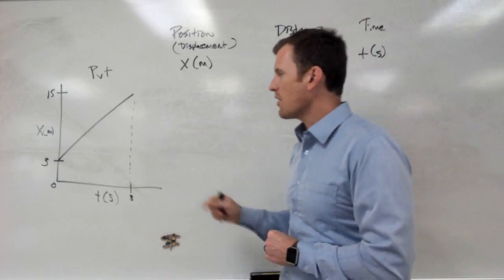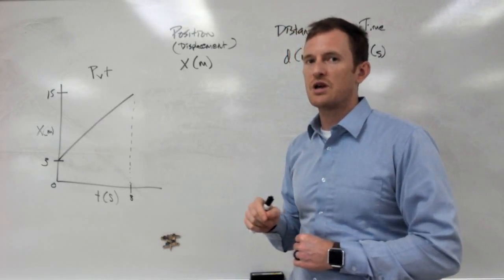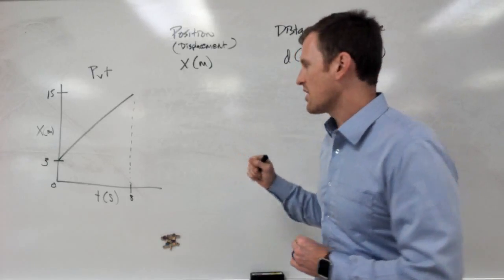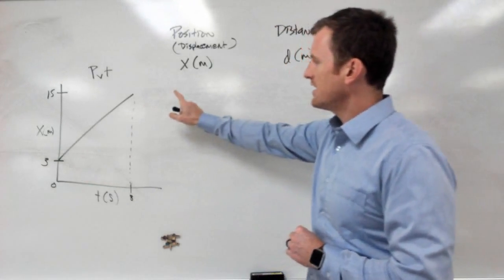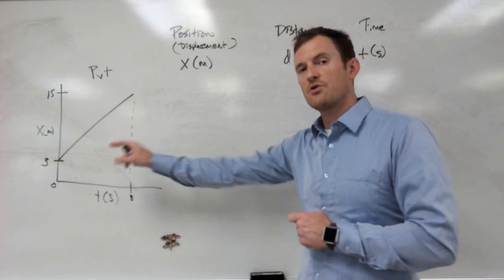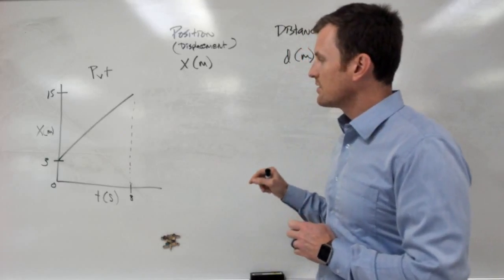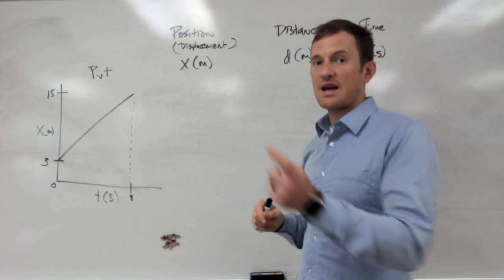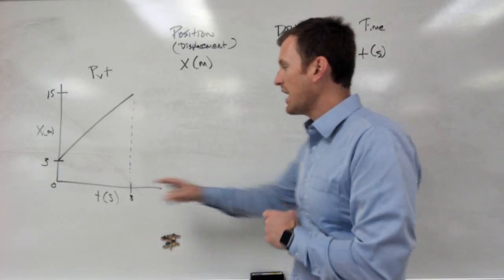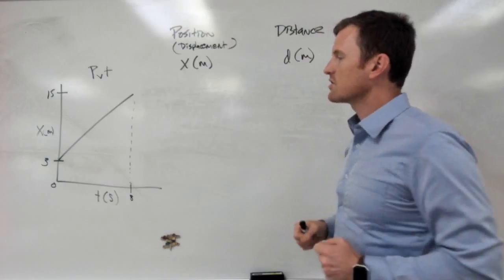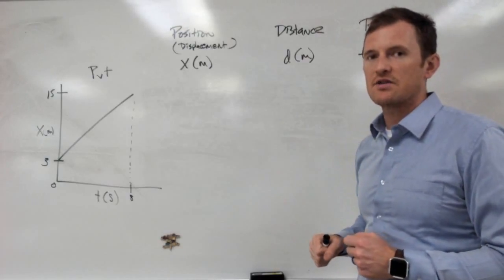Some things that we know about the motion of this object just based on the graph itself are as follows. We can see that this line is straight. That means it moves at a constant velocity through this time period. Next, we also see that it is becoming more and more positive, which means that this object is moving away from its origin point.